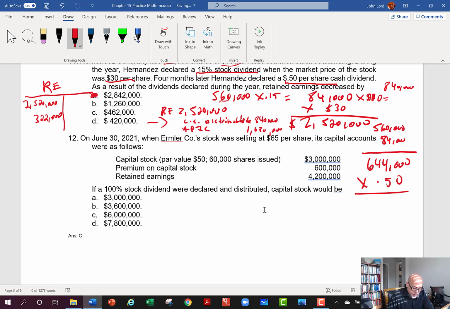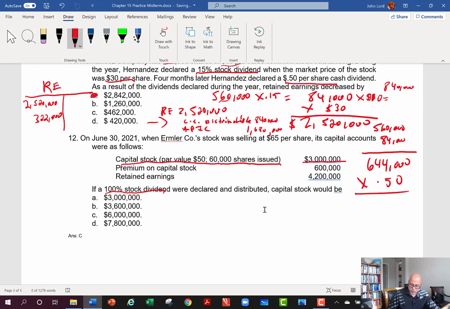And we've got a situation here where the stock was selling for $65 per share. And then they give us what is in the capital stock, and the par value is $50 per share, and it was 60,000 shares issued. So that's $3 million. And then they want to know what would happen after we issued a 100% stock dividend.